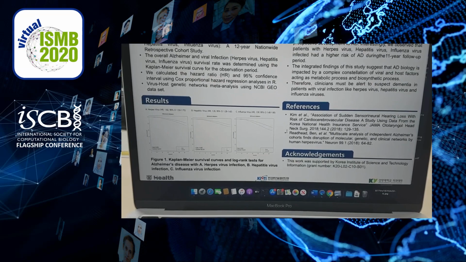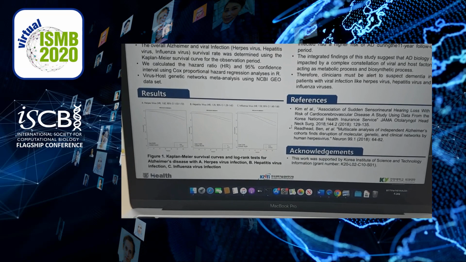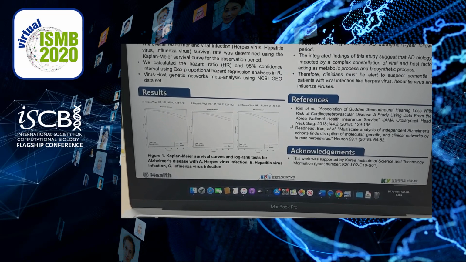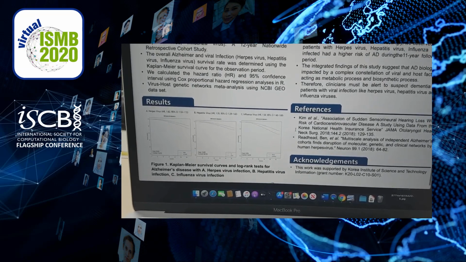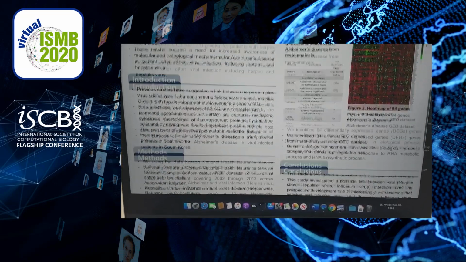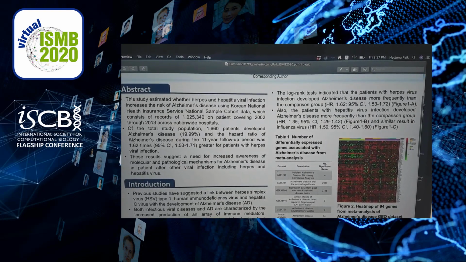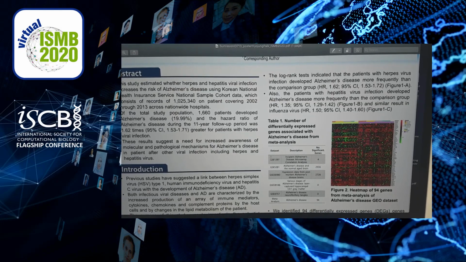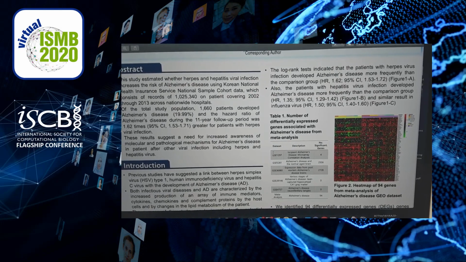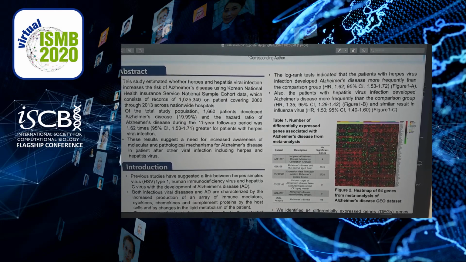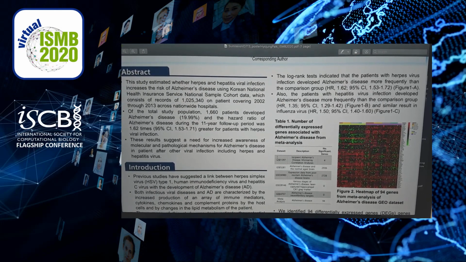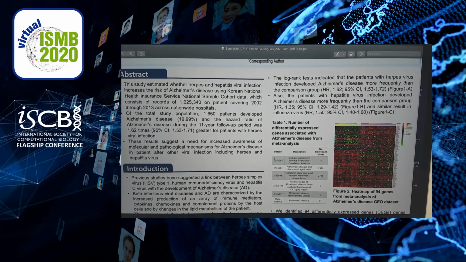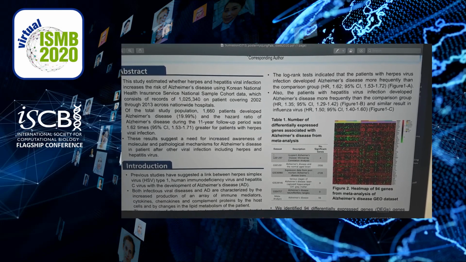Here's the result. Figure 1 shows the Kaplan-Meier survival curve and log rank test for Alzheimer's disease with herpes, hepatitis virus infections, and influenza virus infections. The log rank test indicates the patients with herpes virus infections develop Alzheimer's disease more frequently than the comparison group. Also, the same pattern was observed in hepatitis viral infection cases, as it shows. The hazard ratio is around 1.6 or 1.3.